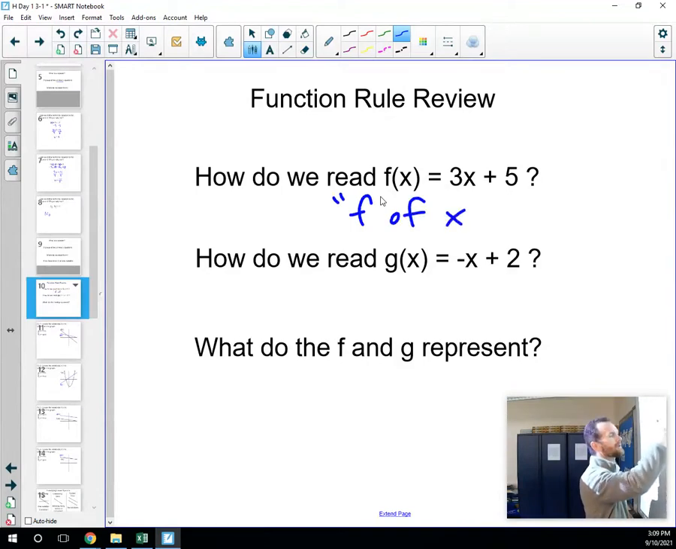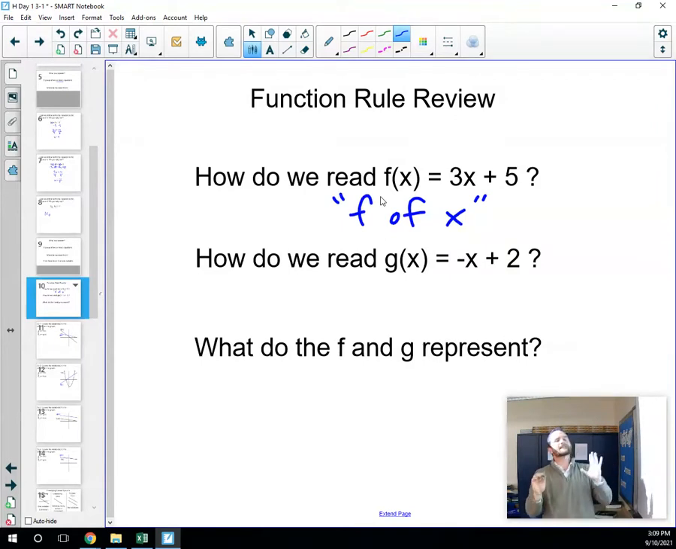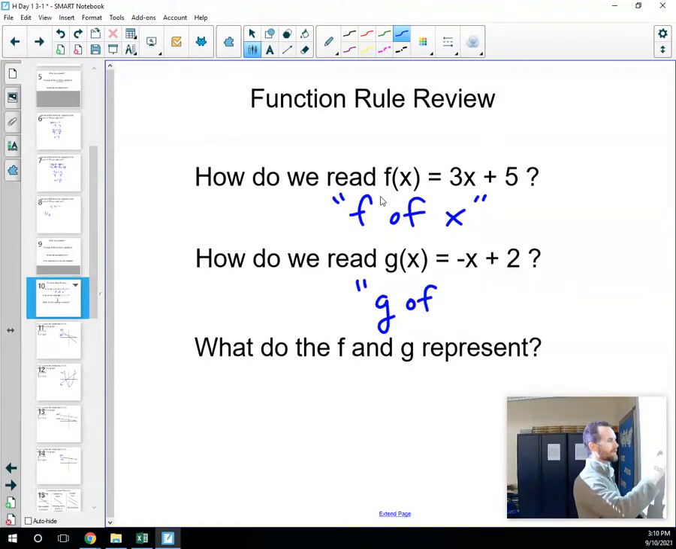F of x. Now, some of you might be thinking, wait a minute, doesn't "of" usually mean multiplication? This is one of the exceptions to that rule. This does not mean multiplication. It's not f times x, it's f of x. And similarly on the next one, this is g of x. Okay, not g times x, not g parentheses x, g of x.